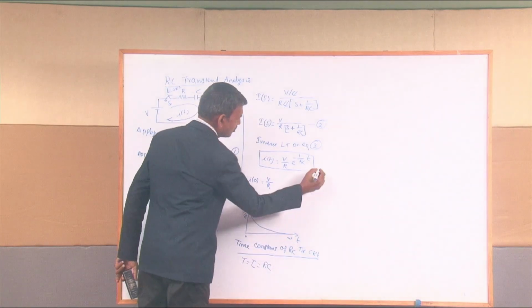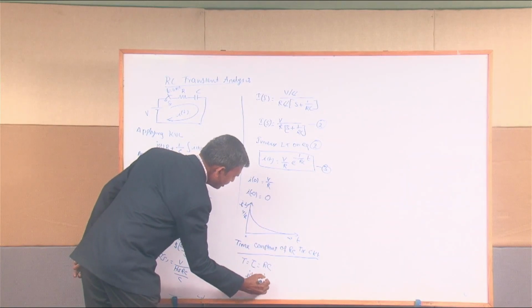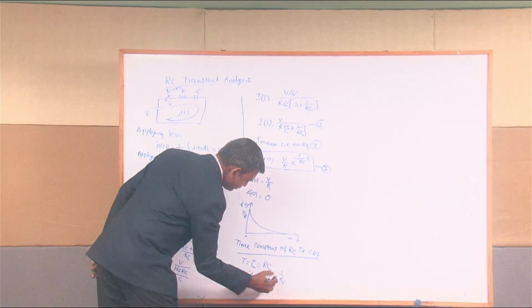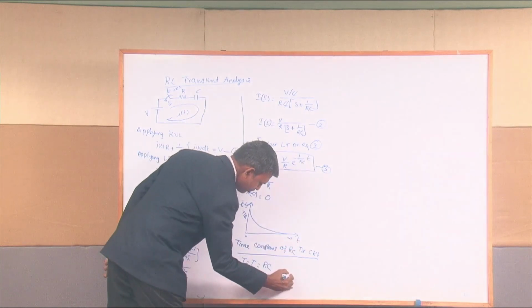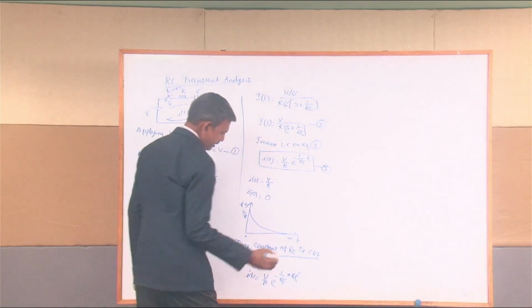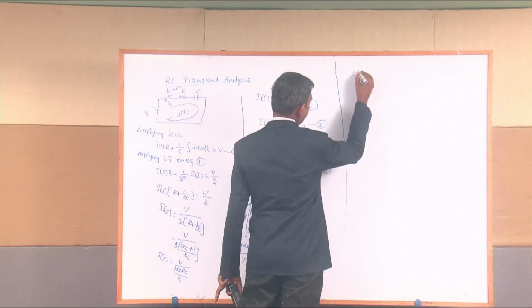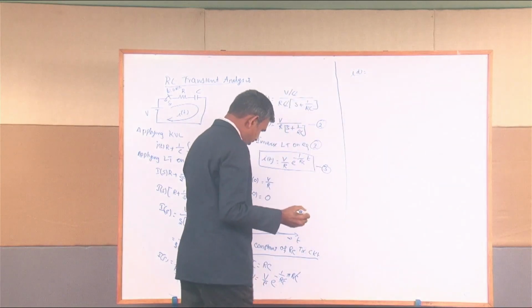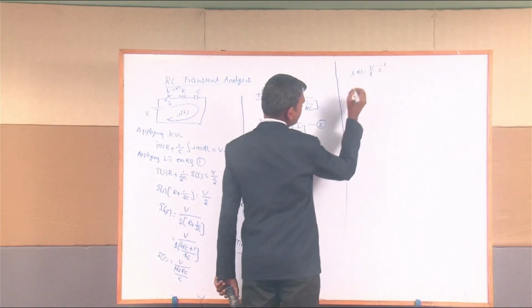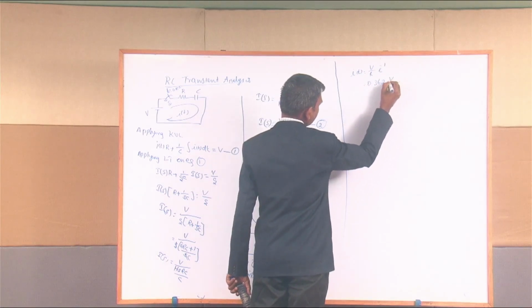We substitute into equation number 3, I of t is equal to V by R into e to the power minus 1 by RC into t. Instead of t, we substitute RC, so the RC will be cancelled. So we get I of t is equal to V by R into e to the power minus 1. The value of e to the power minus 1 is 0.368 times V by R.